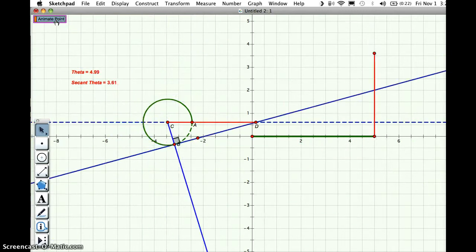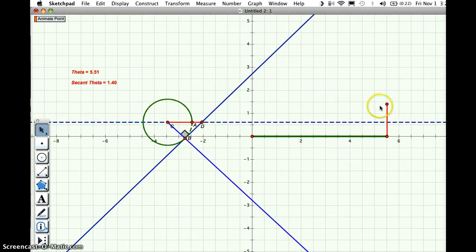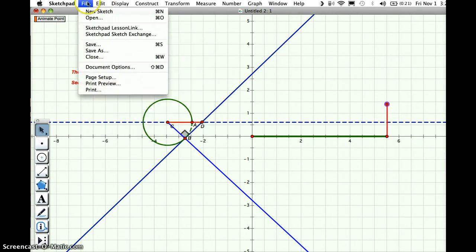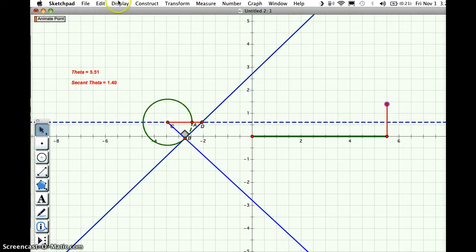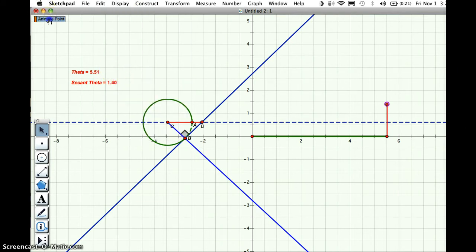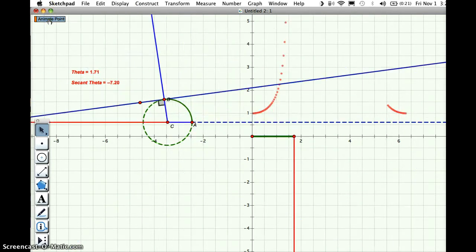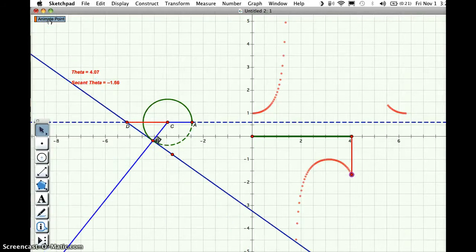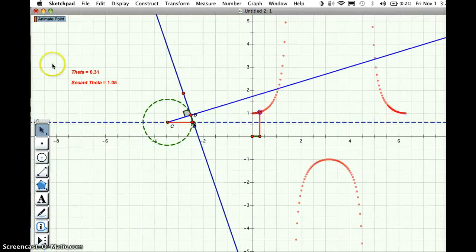In order to see the shape of the secant, we will click on the point that we just plotted that represents the relationship between theta and secant theta, and go to Display, Trace. Now animate point B. Now we will see what a secant graph looks like from 0 to 2 pi.